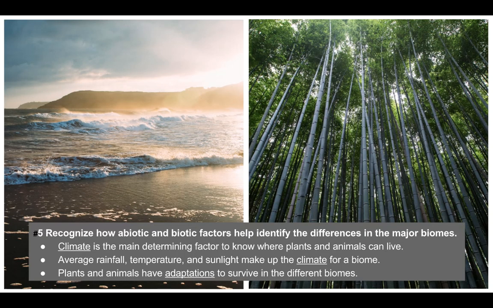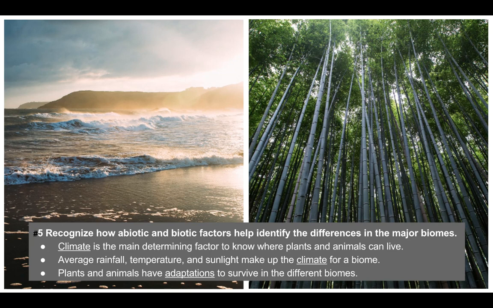All right, we're going to move on to success criteria number 5. Recognize how abiotic and biotic factors help identify the differences in the major biomes. We talked just a minute ago in success criteria number 3 about defining biomes. Now we're going to start talking about those characteristics. Climate is the main determining factor to know where plants and animals live.